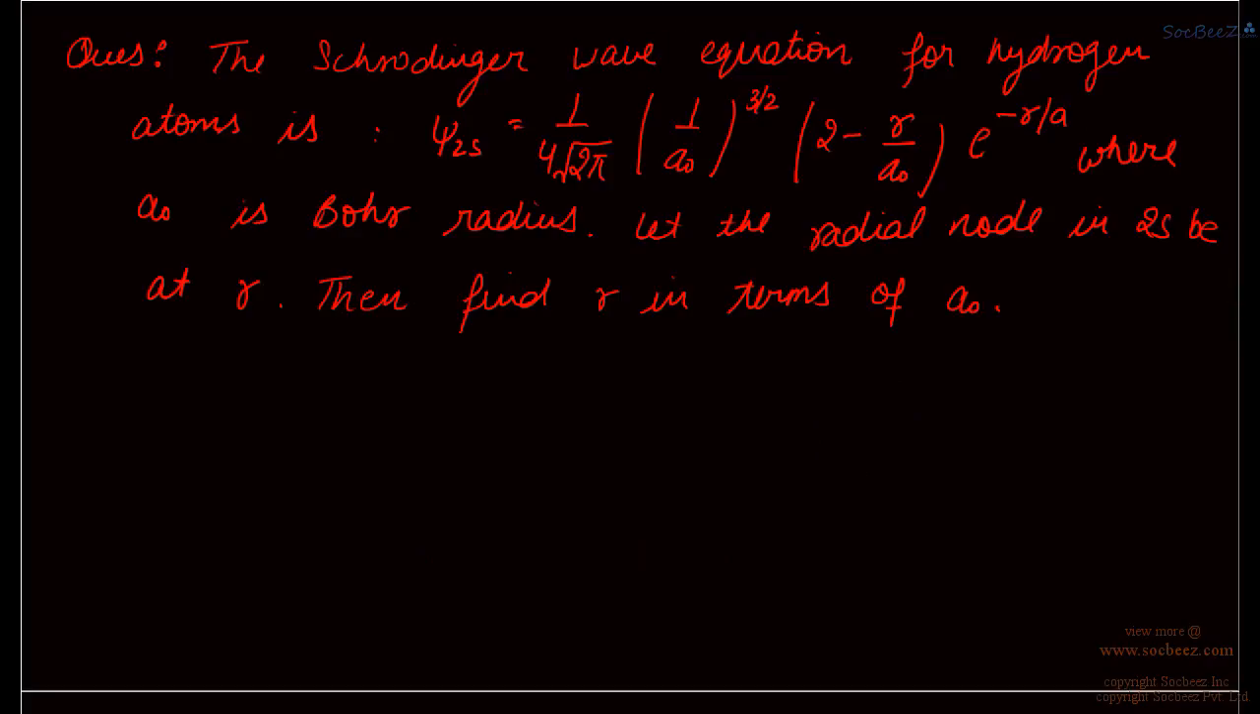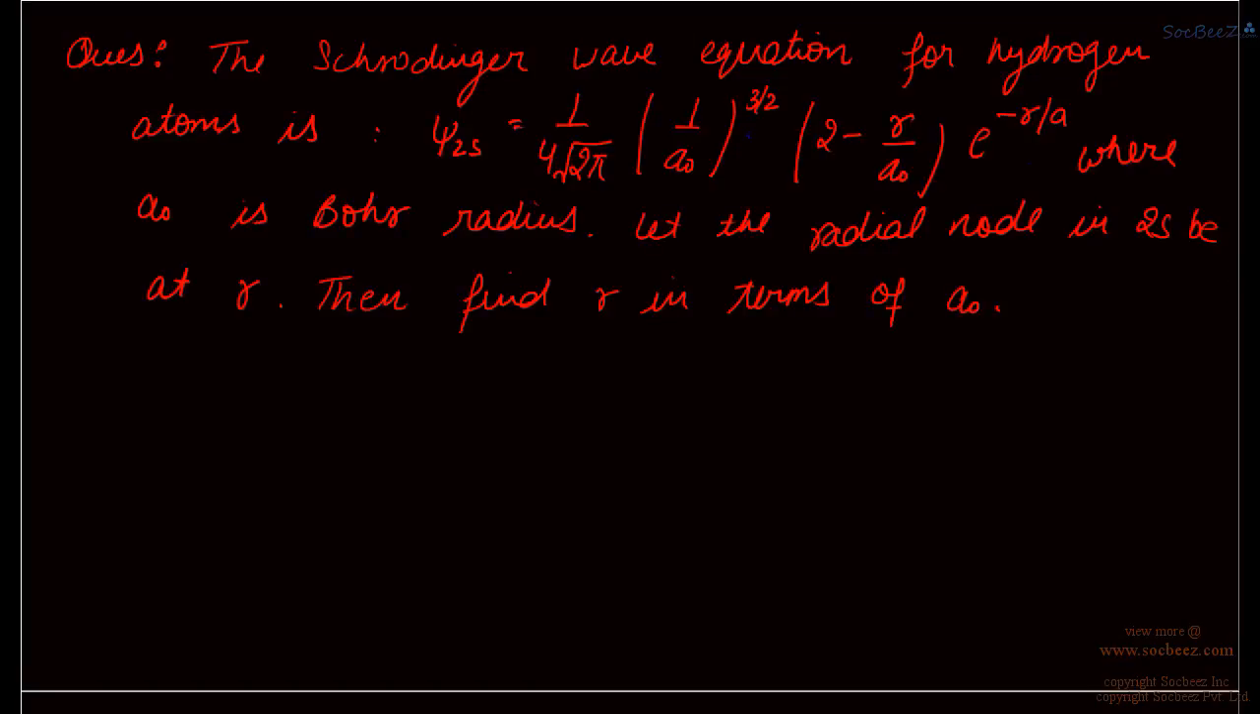Moving on to the next question, it is given that the Schrodinger wave equation for hydrogen atoms is psi 2s equals 1 upon 4 under root 2 pi, 1 upon a naught to the power 3 by 2, into 2 minus r upon a naught, e raised to the power minus r upon a naught, where a naught is the Bohr radius. Let the radial node in 2s be at r, then find r in terms of a naught.